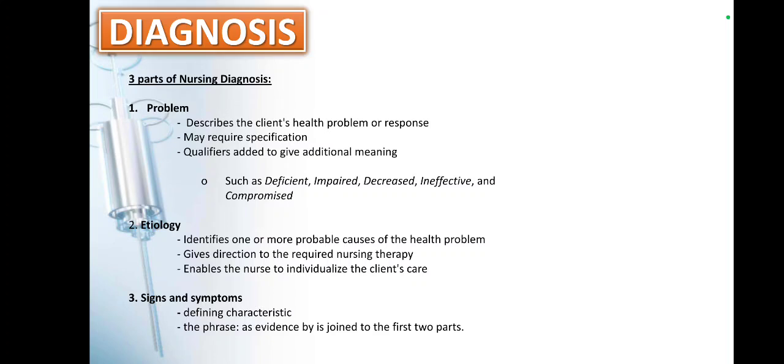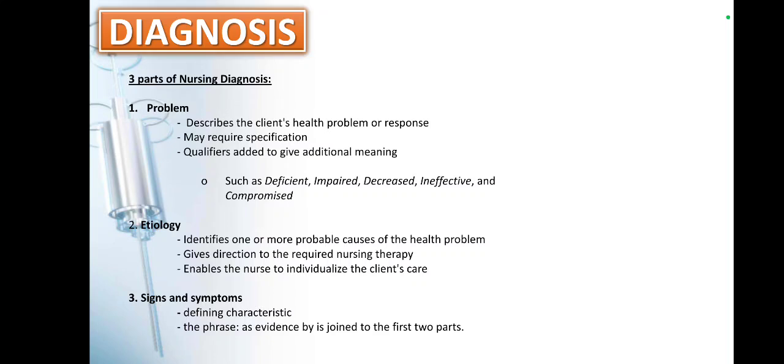So now we have identified the patient's problem. Let's say the patient's problem is difficulty of breathing. Now we can use ineffective breathing pattern. Okay, that's the problem. Now, the second part of the nursing diagnosis is to identify the etiology, or the cause of the problem.